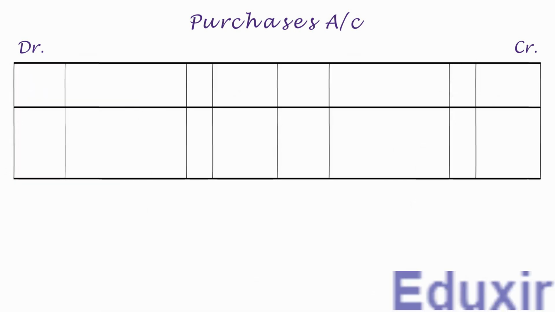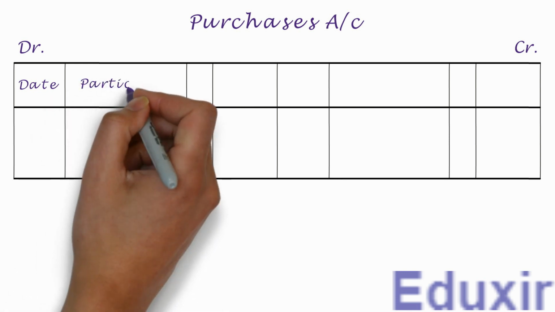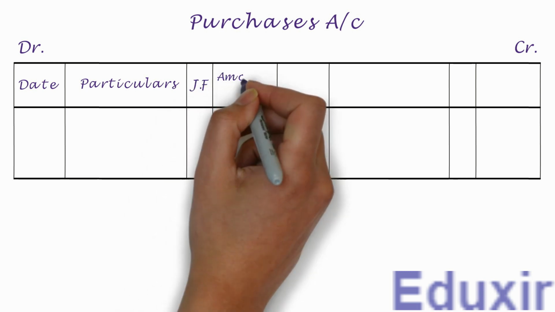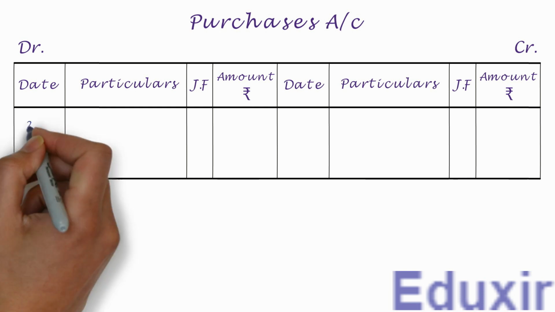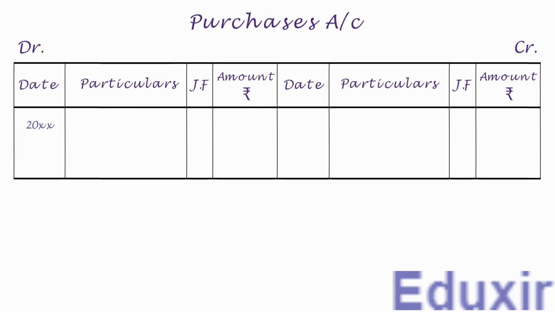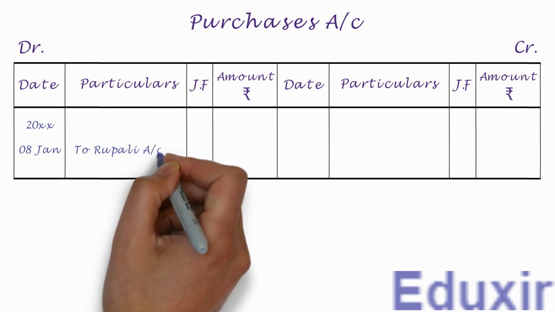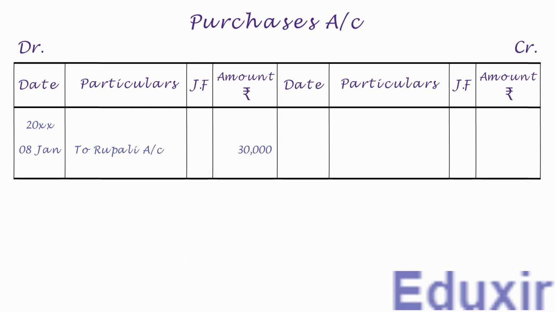Let us now have the column headings for date, particulars, journal folio and amount in rupees on the debit side. Let us have the same columns on the credit side also. Now on the debit side, let us first write the year in the date column. Let us now write the date. We need to write to Rupali account into the particulars column. Let us write the debit amount of 30,000 rupees into the amount column. With that, we have completed the posting of this journal entry into purchases account.